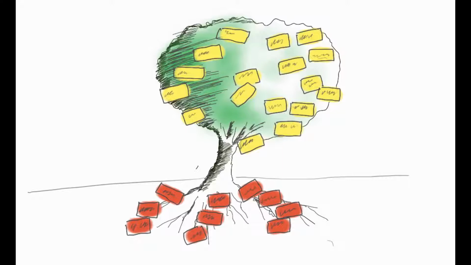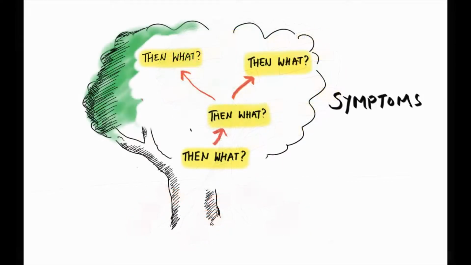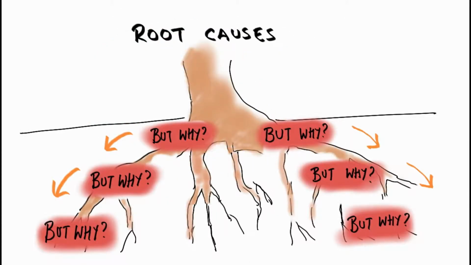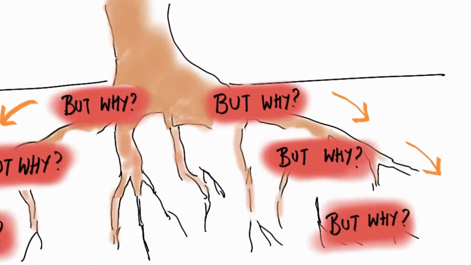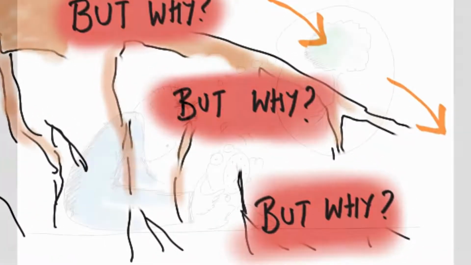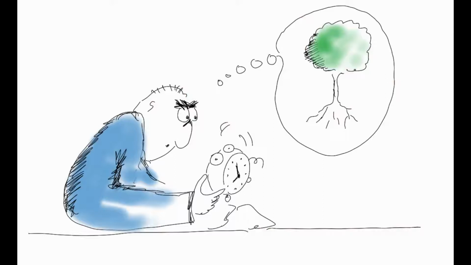A good way of looking at the symptoms of a problem is to think of a symptom and then say, "Then what?" which leads to another symptom, and so on. Similarly, when looking at the root causes, you can think of a cause and then say, "But why?" and that will lead to a deeper cause, and so on, until you get to the deepest root cause of a problem. So let's look at a fun example.